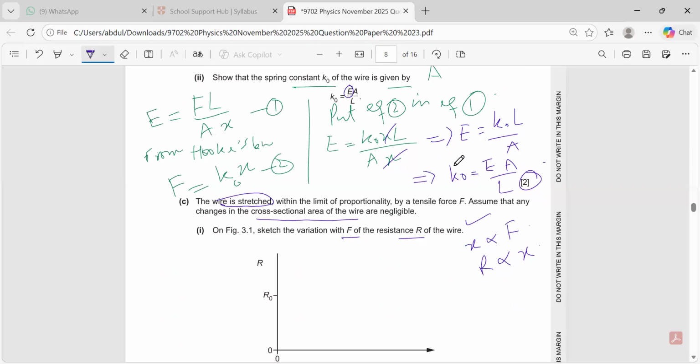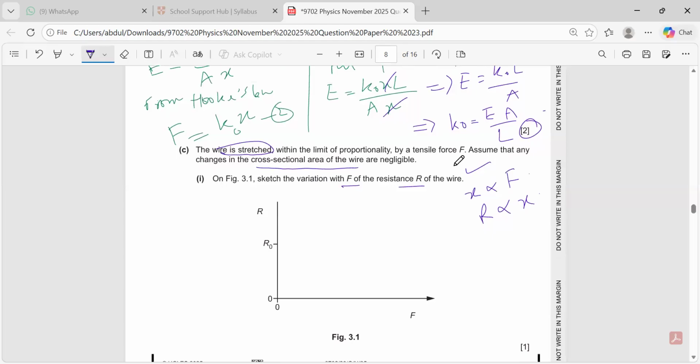So simply, my dear friends, if you ask me what will happen in between force and resistance: as the force is increased, length is increased, and when the length is increased, resistance is increased. So this implies that resistance is directly proportional to the stretching force. If it is directly proportional, the graph should be a straight line and it should pass through the origin. Not a big trick. Only one mark, my dear friends.